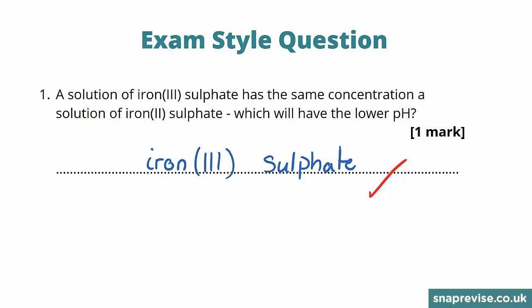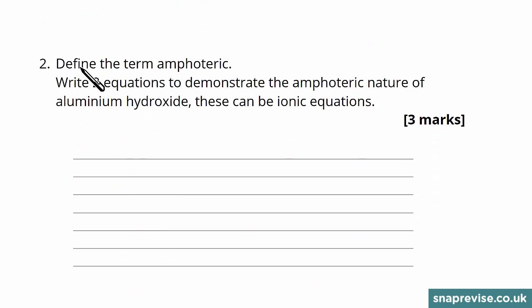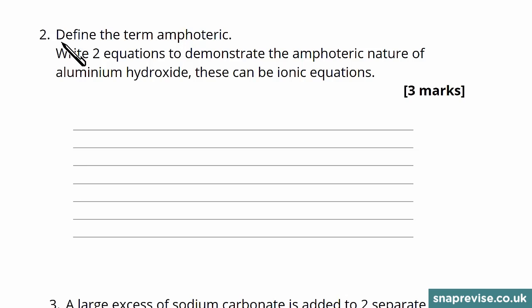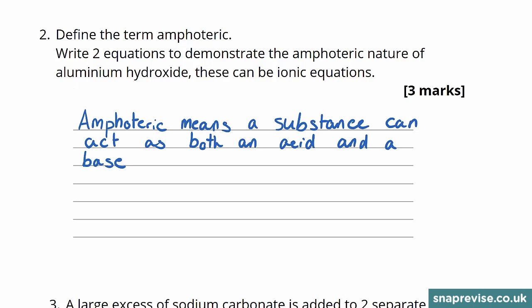So now let's have a look at question number 2, which asks us to define the term amphoteric and write 2 equations demonstrating the amphoteric nature of aluminium hydroxide. These equations can be ionic. So the definition of amphoteric is that a substance can act as both an acid and a base.